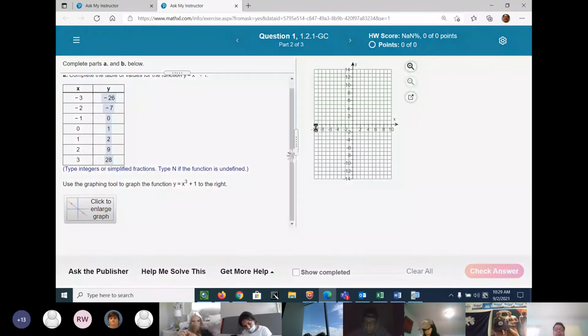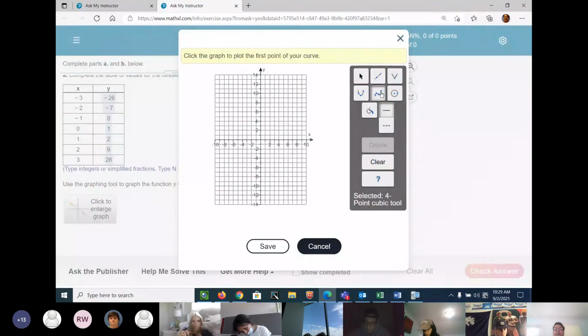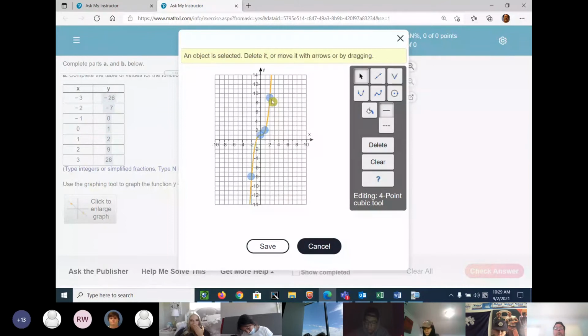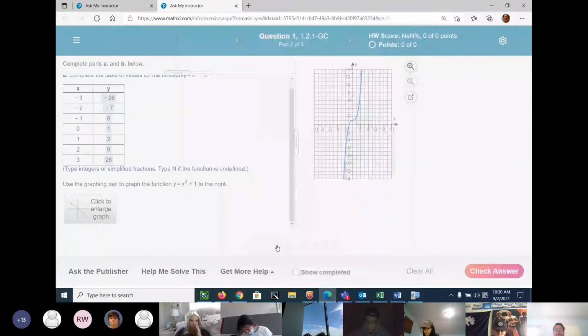Okay, let's graph it. Cubic. And I'm going to pick -2, -9. And 0, 1. And then another one is 1 and 2. And then 2 and 9. And that should be it.